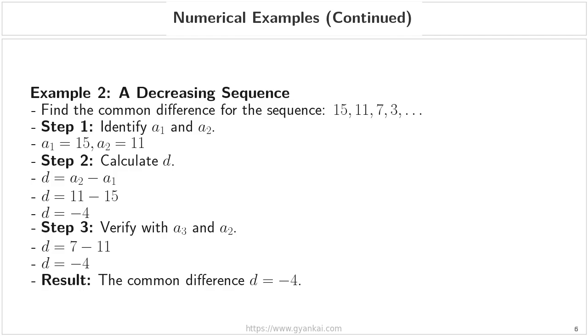Notice how the negative sign correctly reflects that the values in this sequence are decreasing, just as we discussed in our earlier slides. In the next slide, I will highlight some common pitfalls to watch out for when performing these calculations.